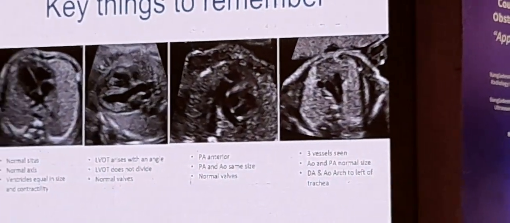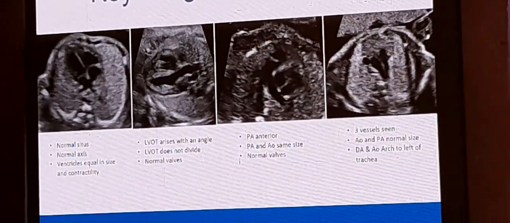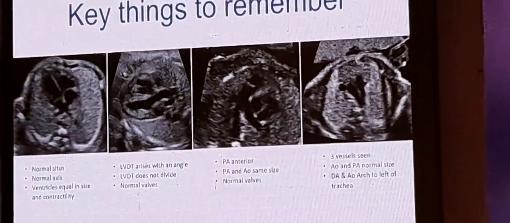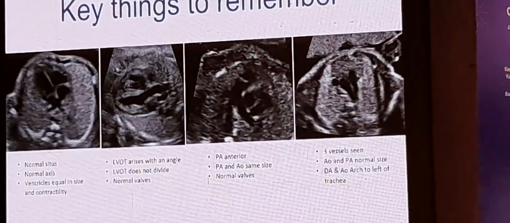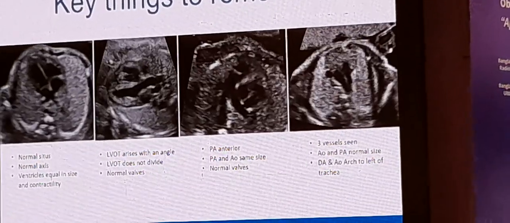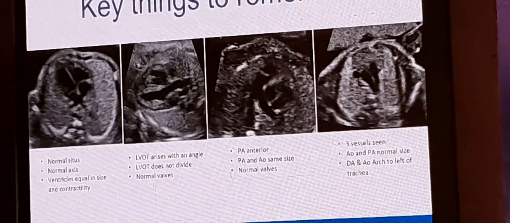The three vessels should be seen no more and no less. The angle of the two main arteries should be acute, have a beautiful V shape. And of course, the ductus arteriosus and the aortic arch should be to the left of the trachea. The left aortic arch is what is normal, the right aortic arch is normal.